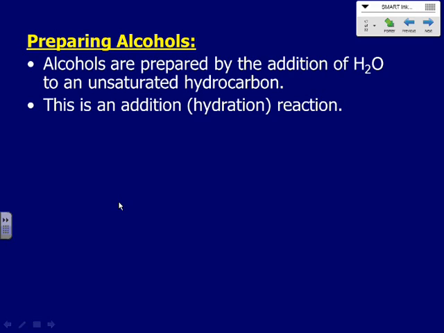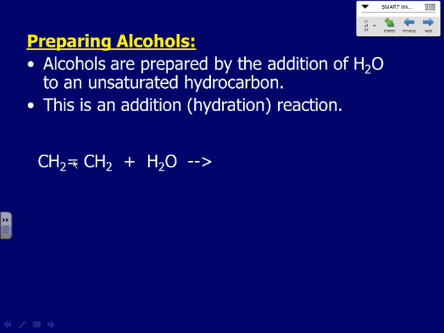So how do we make alcohols? Well, alcohol, beverage alcohol, can be made through a fermentation process, but that's not what we're talking about here. We're talking about various types of chemical reactions that can take place, and we've already seen one. We can add water to an unsaturated hydrocarbon, and this is called an addition reaction.